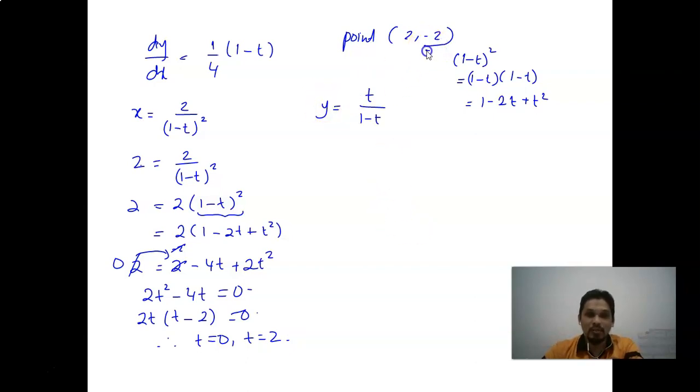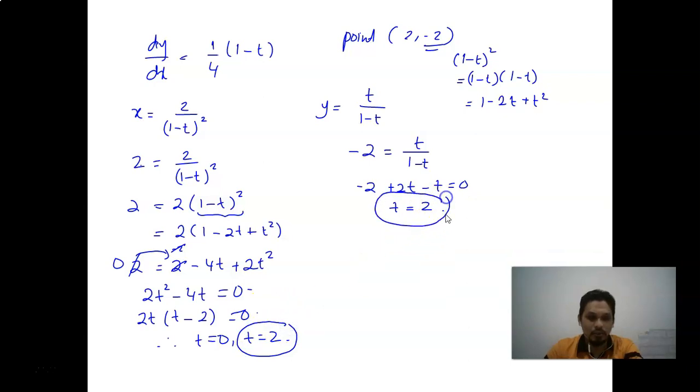When y equals negative 2, negative 2 equals t divided by 1 minus t. Cross multiplication here: negative 2 times 1 equals negative 2, and negative 2 times negative t gives plus 2t, minus t equals 0. So 2t minus t equals t, then negative 2 brought to the other side becomes 2. Okay, it looks like we have a common answer where t equals 2 and t equals 2.